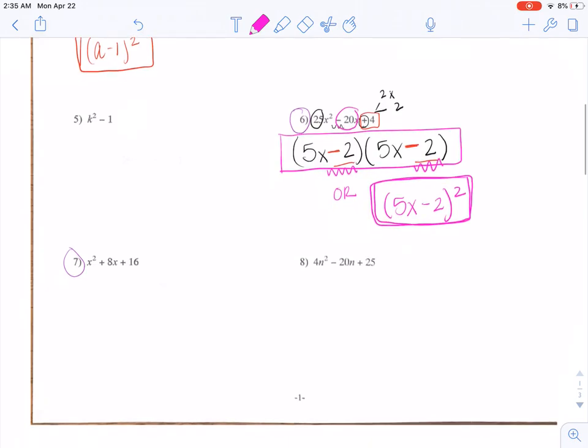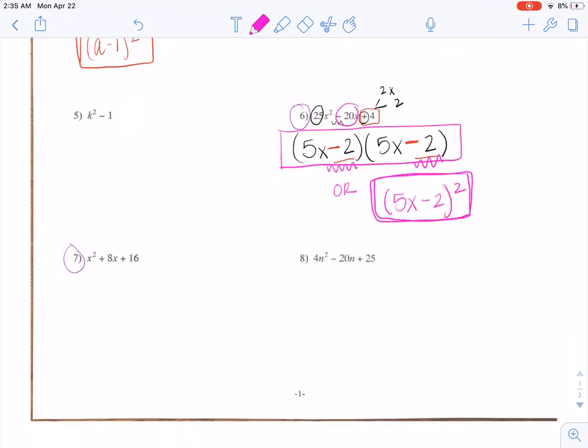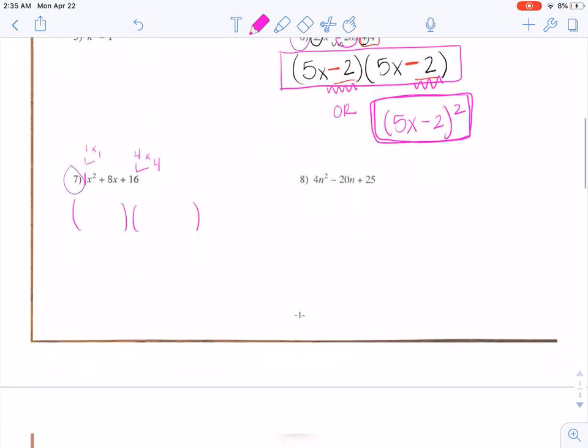I'm going to let you guys finish 7 and 8. I'll go ahead and start 7 for you. We know that 1 is a perfect square; if we break it apart, we have 1 times 1. We know that 16 is a perfect square; we break it apart, it's 4 times 4. You're going to set up your double parentheses, and then you're going to fill those in.